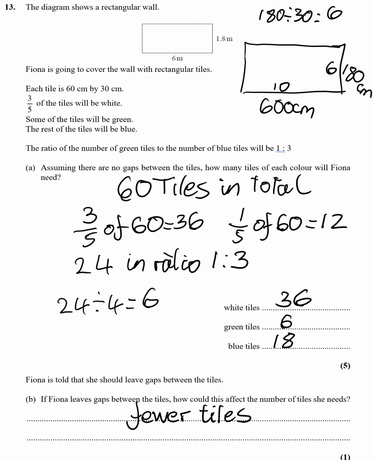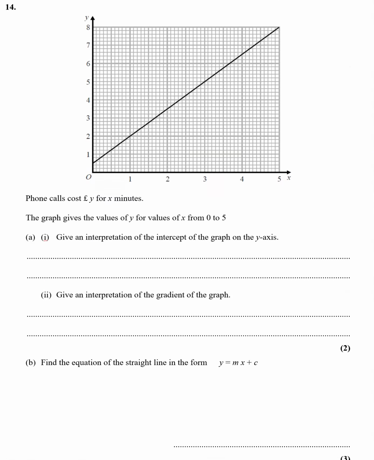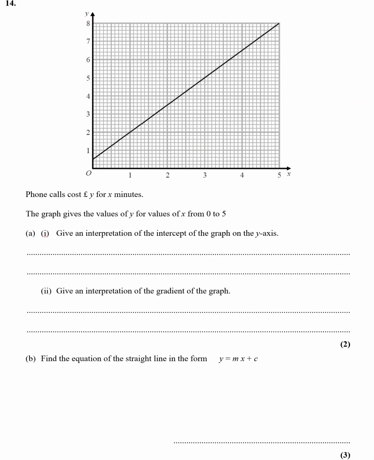Okay, 6-mark question. Question 14. We've got phone calls cost Y for X minutes. So this is minutes going across the bottom. This is cost. Let's actually label that, make it a bit easier. So we've got minutes and we've got cost.